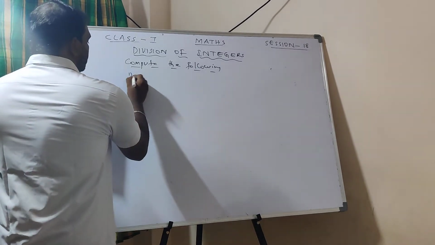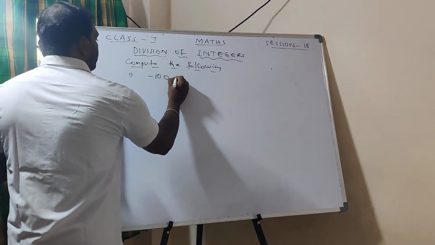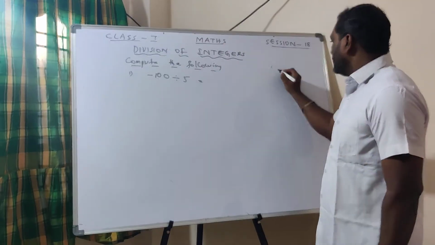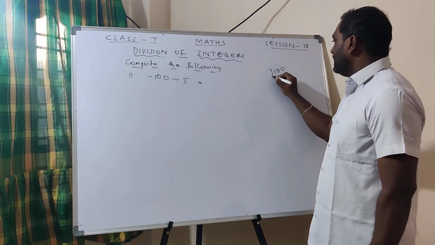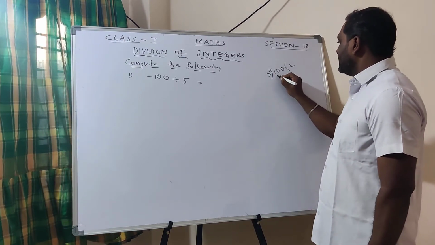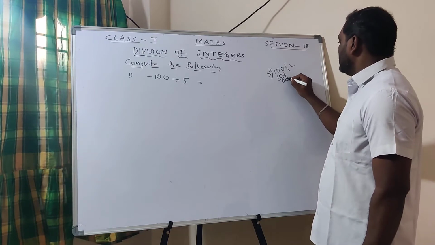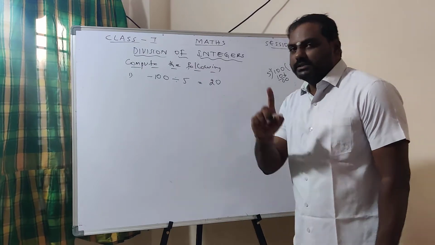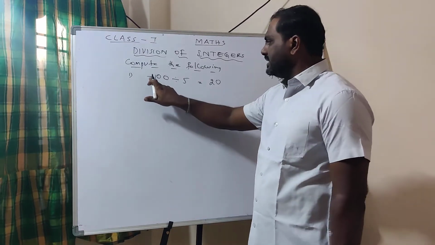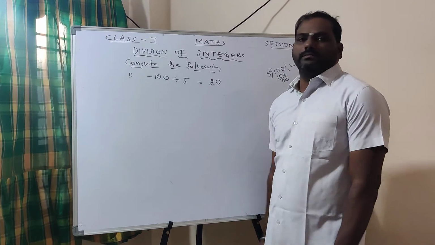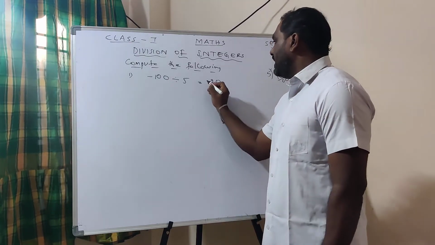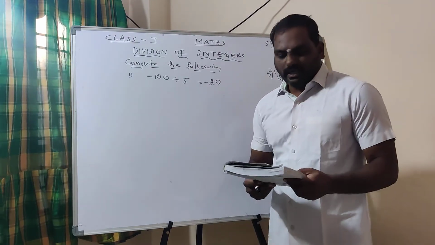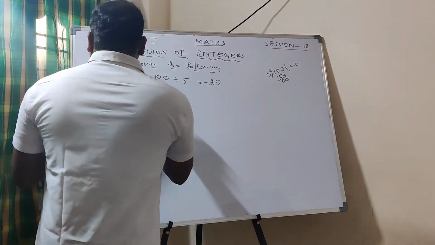The first one is minus 100 divided by 5. What do we have to do? It's very simple. First do the regular division, that is 100 divided by 5. 5 2s are 10, then 0 and 0. 20 is the answer in this case. Now the symbol is very important. It is a negative integer and 5 is a positive integer. So what should you write? I have to write minus 20. If you write plus 20, the answer is wrong. Don't write like that.